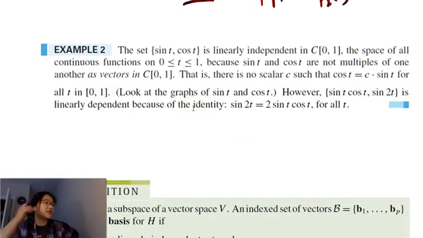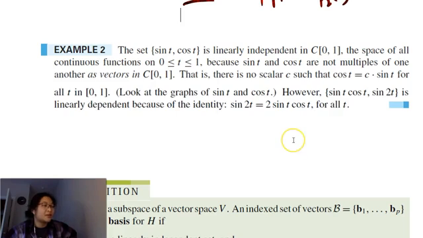If we had sine and cosine of t as our set, that is linearly independent. If you think about why sine of t and cosine of t are linearly independent, you think of circles. Sine of t and cosine of t are not going to be multiples of one another as vectors in our space. So there's no scalar that you can multiply cosine of t by to get sine of t, or multiply sine of t by to get cosine of t, for any t's that we plug in.